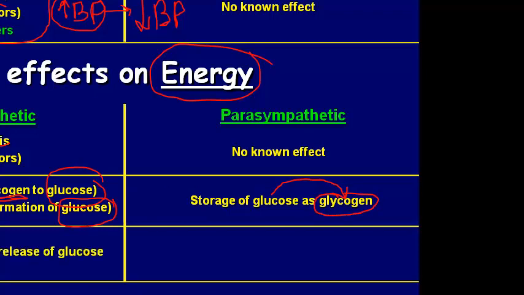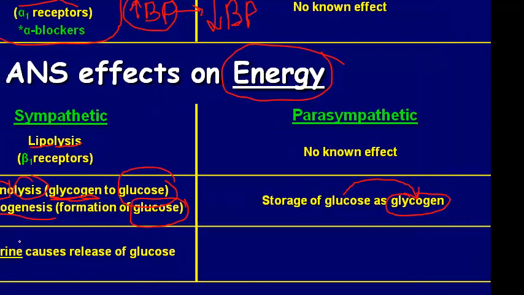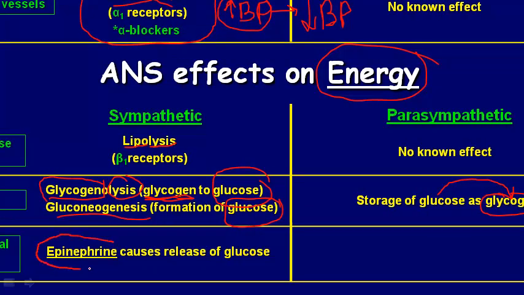Adrenal glands we already talked about, stimulated by sympathetic neurons in order to release epinephrine from the adrenal glands. And epinephrine, one thing it does is it helps release more glucose into the bloodstream. Again, we're looking at energies here, so epinephrine causes the liver to release glucose.